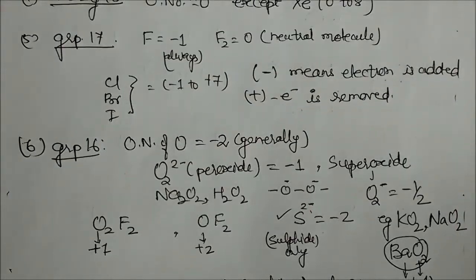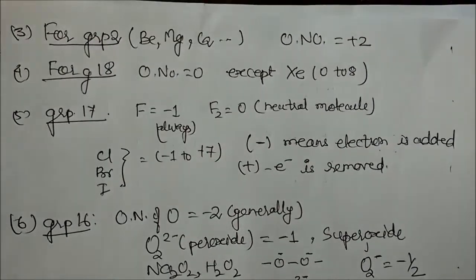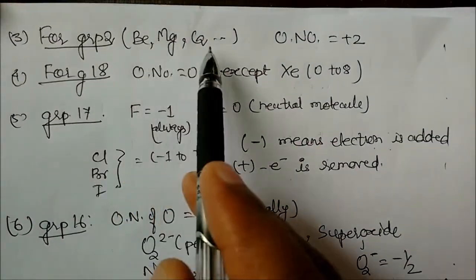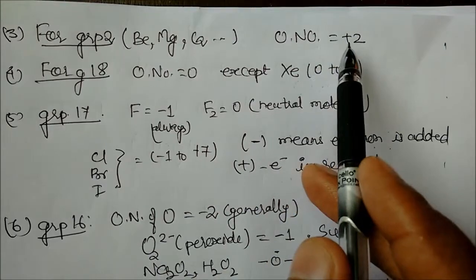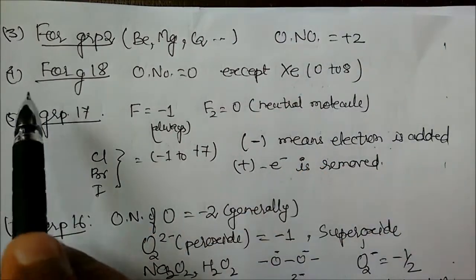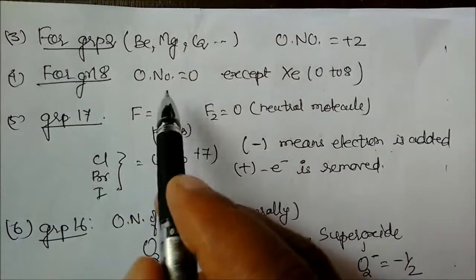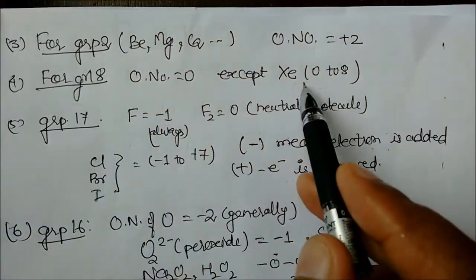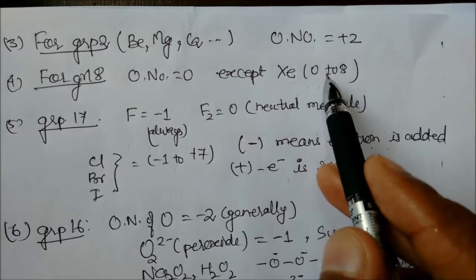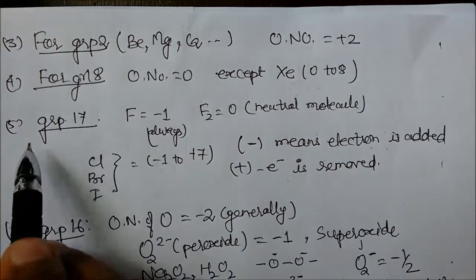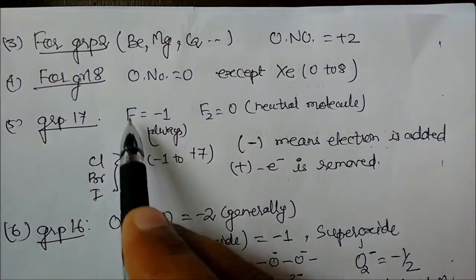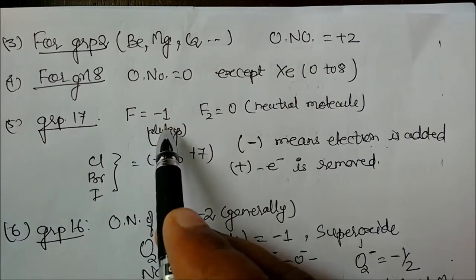Now see the next one. For group 2, the oxidation number of these elements is by default +2. For rule number 3, for group 18, the oxidation number is 0 except for xenon, whose oxidation number can be 0 to 8. Next is group 17, fluorine. This belongs to the halogens, and its oxidation number is -1.